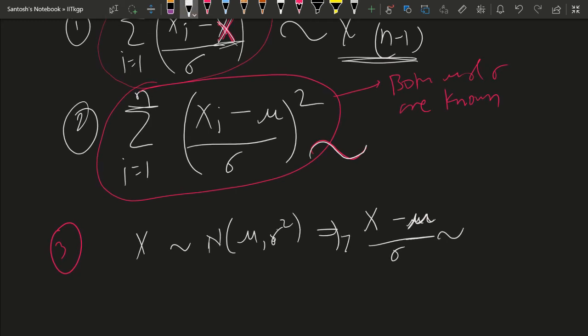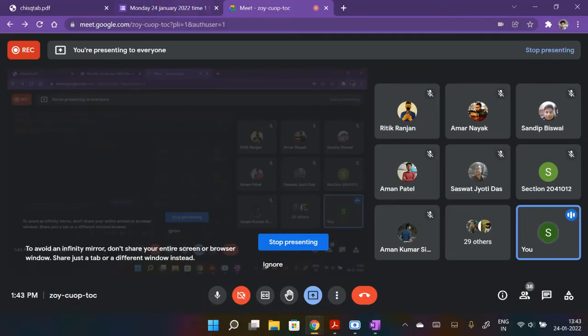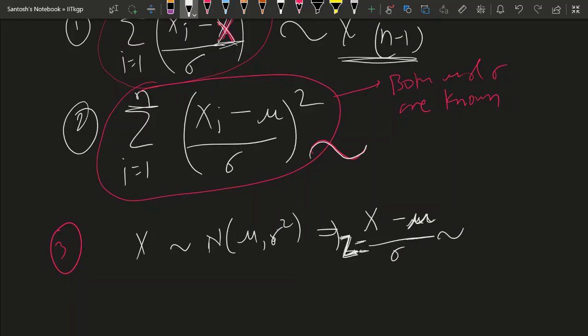One hint I will give: this is z. So z is defined like this. If you convert normal to standard normal, it is like that. Now I have given you the answer, so now you can tell. What is the distribution of this quantity z? What is z the notation for? Am I audible? I'm asking you, what is x minus mu upon sigma?